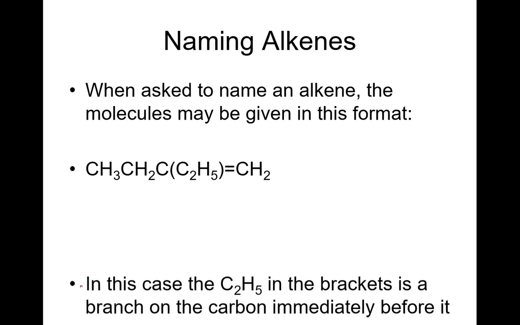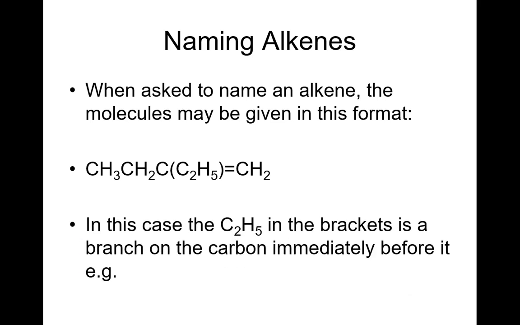So in this case, the C2H5, as we told you already in brackets, is a branch, and it's on the carbon immediately before it. So that there is on that carbon. Just keep that in mind. It's always on the carbon immediately before it. Sometimes it helps to draw these things out.